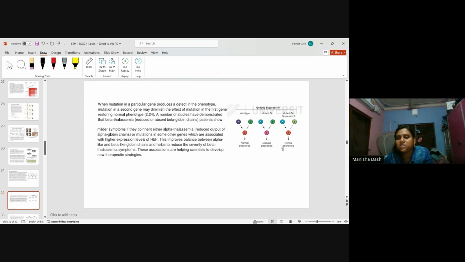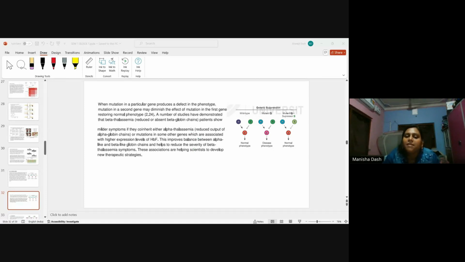Then there is the gene suppression. So gene suppression means where a second mutation can suppress the effect of the first mutation. So this is a case of beta and alpha thalassemia. So if both the genes are normal, then the cell is having a normal phenotype. So if one of them becomes mutated, means the beta globin chain got mutated, this will lead to disease.